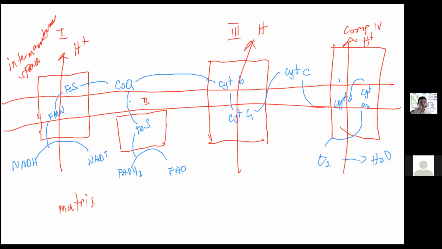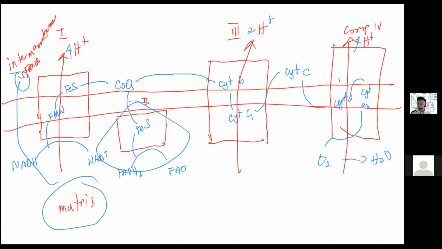As the electrons move along the different complexes, they are able to gain enough energy to pump hydrogen ions from the matrix into the intermembrane space. So complex 1 can pump 4, complex 3 can pump 2, and complex 4 can pump 4. So only complex 2 is not capable of pumping hydrogen ions.